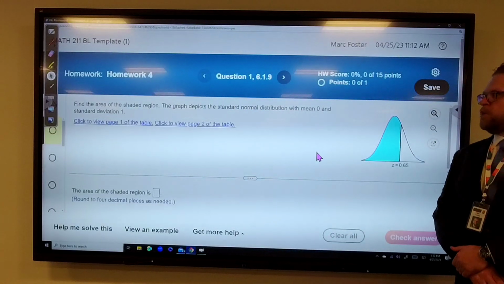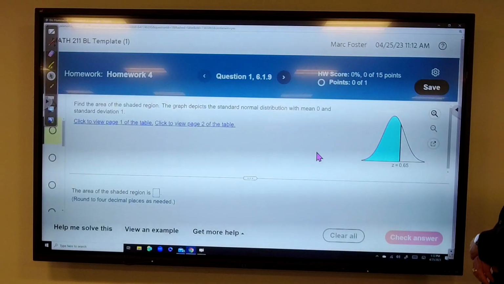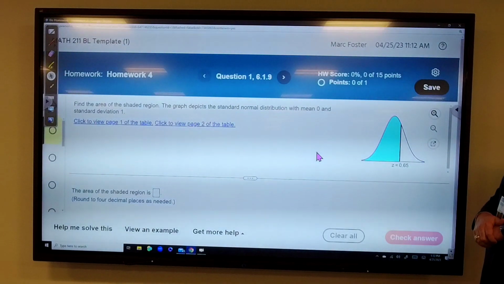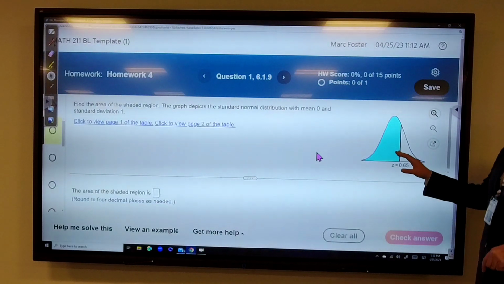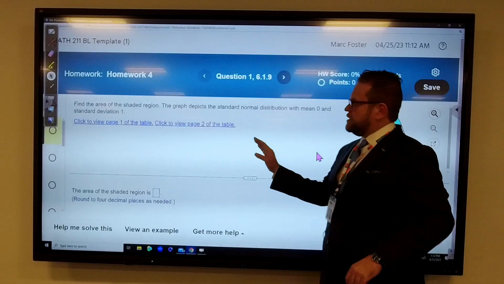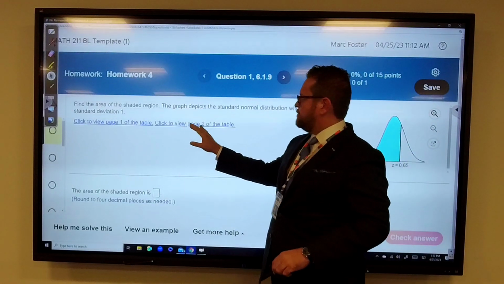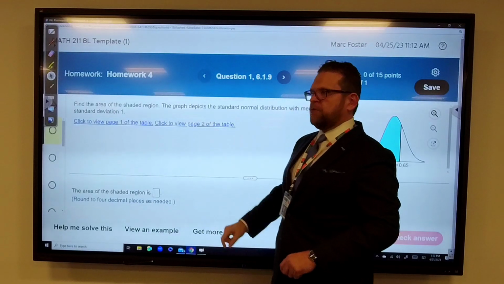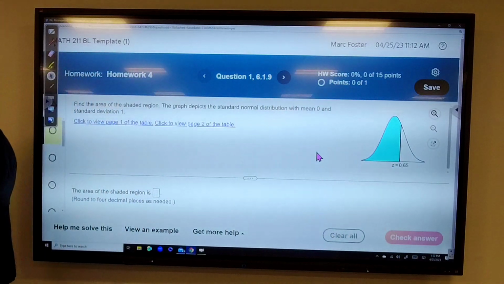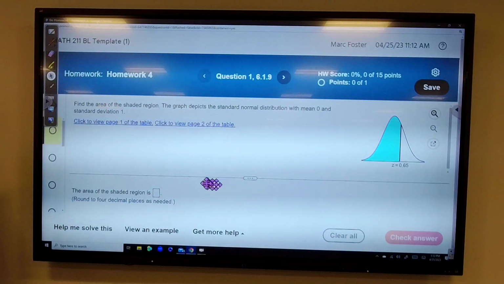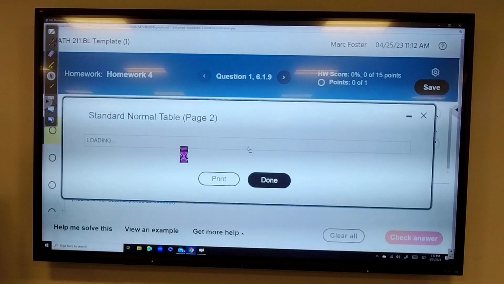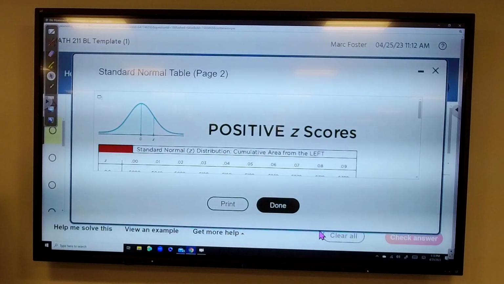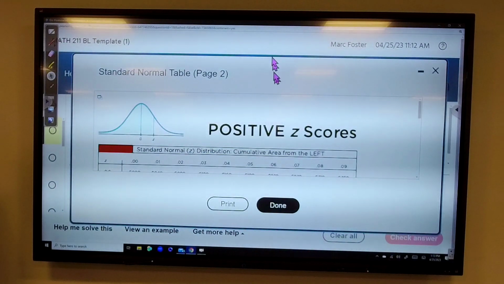Now, we are going to end up using a handy dandy calculator that can tell us what this area is. But you still need to know how they did it in the Stone Age with these tables. I'm just going to show you what a headache it is so you can see why we would prefer to use the calculator. In these tables, they have big charts of numbers. That's all they are, big charts of numbers.